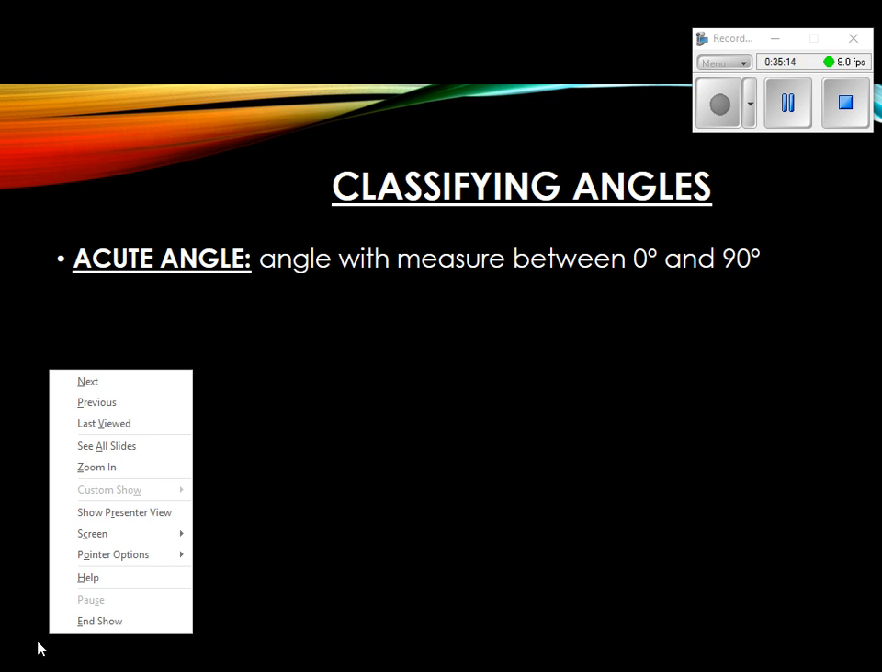Classifying angles. First one, acute. How much is an acute angle? Or what do you know about an acute angle? It's under 90 degrees. Under 90 degrees is wrong. That's what you've learned up to this point, but the reason it's wrong is there are more numbers to consider.